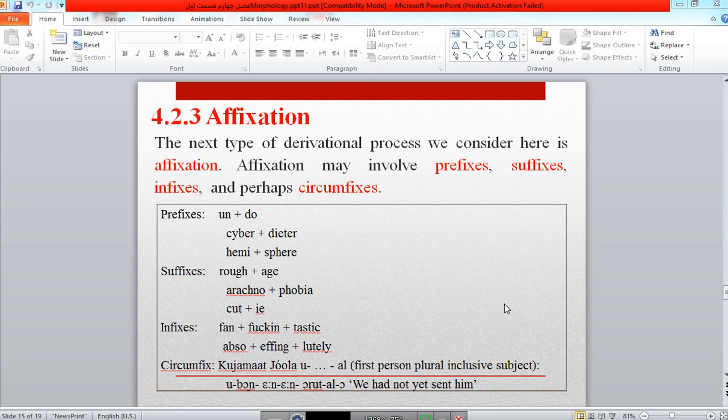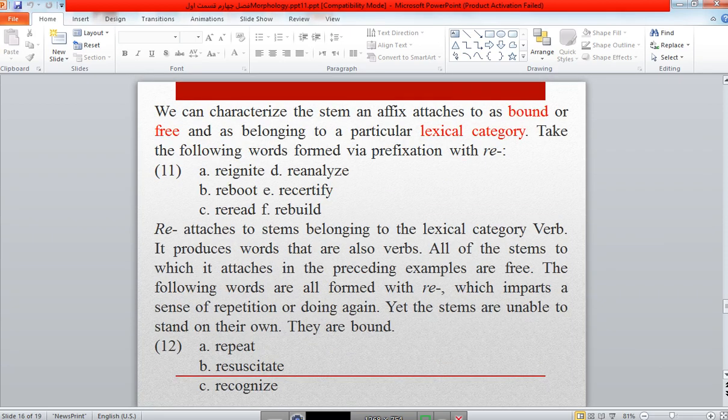So we can characterize the stem an affix attaches to as bound or free. Okay, we have two kinds of stem, as you see here: bound stem and free stem, and as belonging to a particular lexical category. Look at the following words formed via prefixation with re. You see here, reignite, reanalyze, reboot, recertify, reread, rebuild.